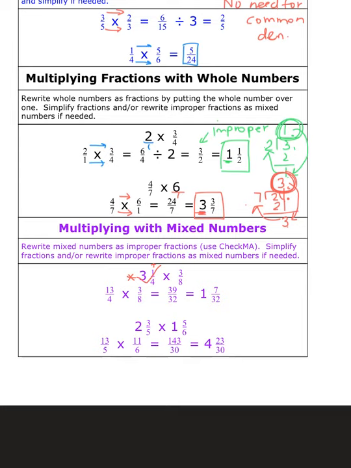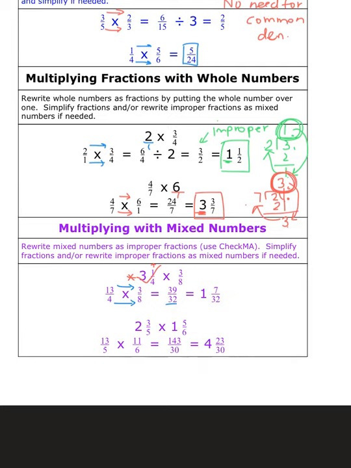So for this one, it's going to be 3 times 4, which is 12. 12 plus 1 makes 13. So you've got 13, and you keep that same denominator 4 that it originally had, times 3/8. 3/8 was already a fraction, so you leave it be. Now I have my two fractions ready to calculate. So multiplying fractions straight across. 13 times 3 will give you 39, and 4 times 8 will give you 32.